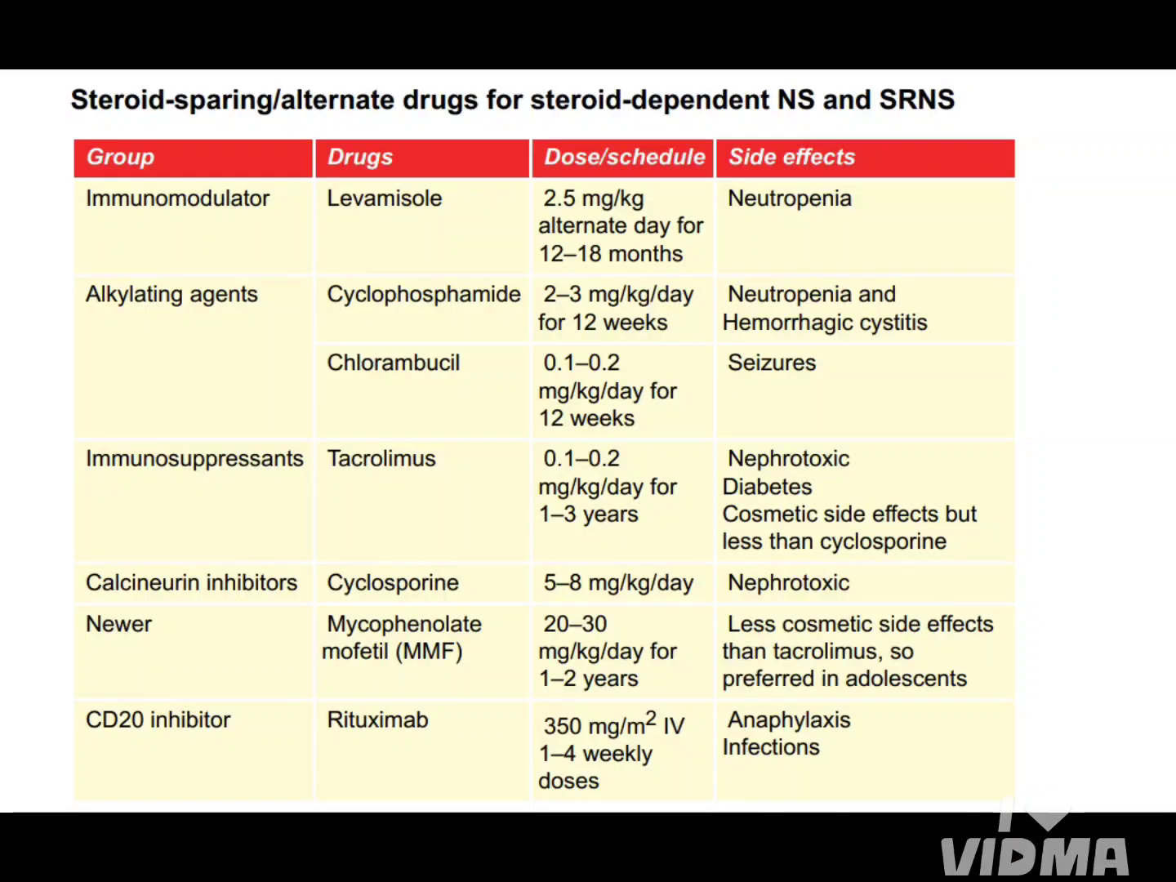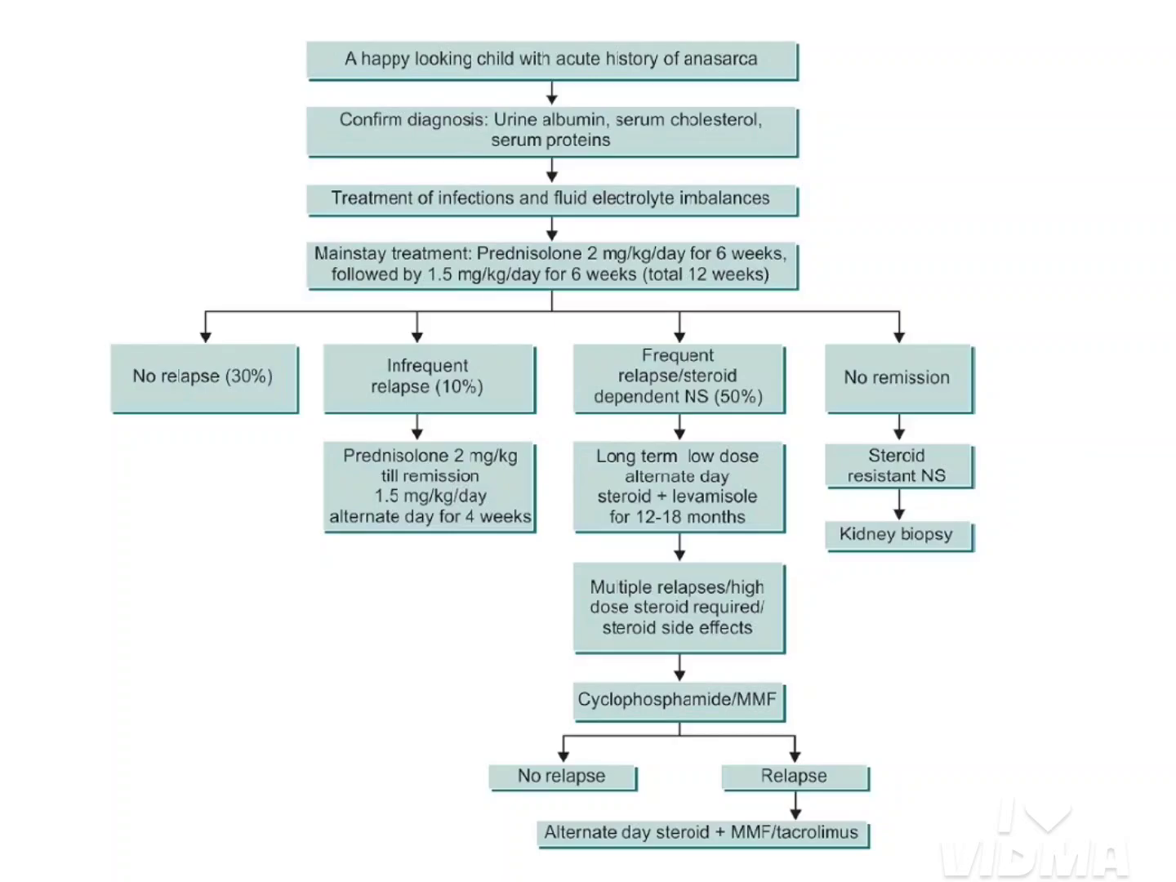Here are the steroid sparing alternate drugs given for steroid dependent NS or SRNS: immunomodulators, alkylating agents, immunosuppressants, calcineurin inhibitors. Newer drugs: CD20 inhibitor. Alkylating agents are given like corticosteroids for 12 weeks, levamisole is given for the long term, 12 to 18 months, and mycophenolate mofetil and tacrolimus are given for 1 to 3 years. The treatment of nephrotic syndrome, which we discussed earlier, is given here in a chart form.